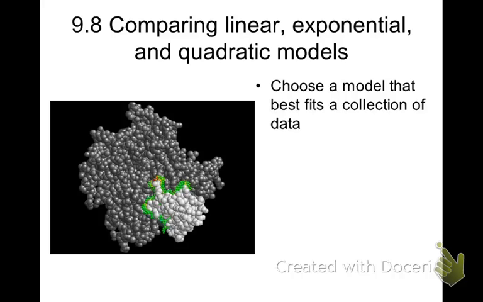Section 9.8 is a section that tries to get you to understand and link the different kinds of models that we have studied so far. Linear models, y equals mx plus b. Exponential models, y equals a to the x. Or a quadratic model, which would be ax squared plus bx plus c equals y. So that's what we're going to look at today: how can you look at the equations and determine which model it is.